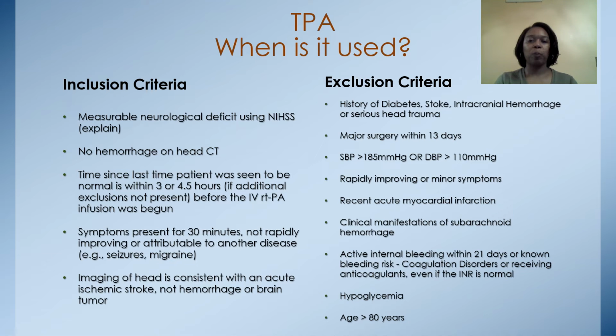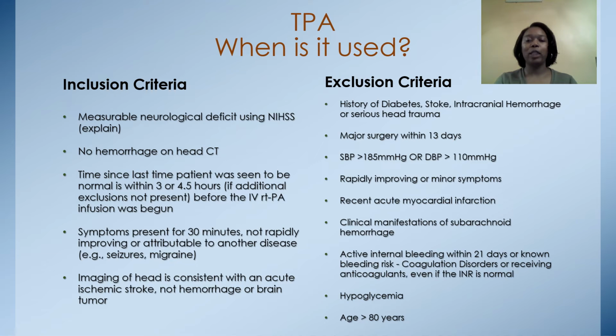Exclusions. History of diabetes, stroke, intracranial hemorrhage, or serious head trauma. Major surgery within 13 days. A systolic blood pressure above 185 and a diastolic blood pressure above 110. Rapidly improving or minor symptoms. Recent acute MI. Clinical manifestation of a subarachnoid hemorrhage.